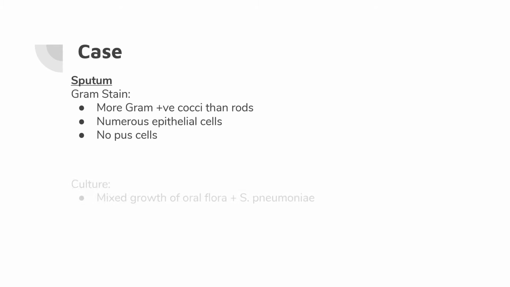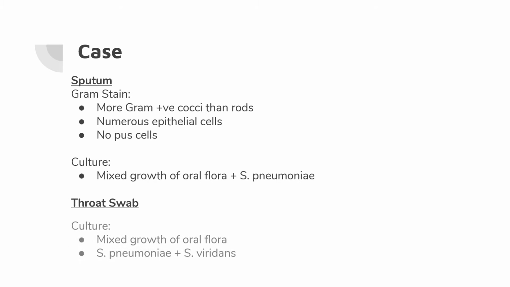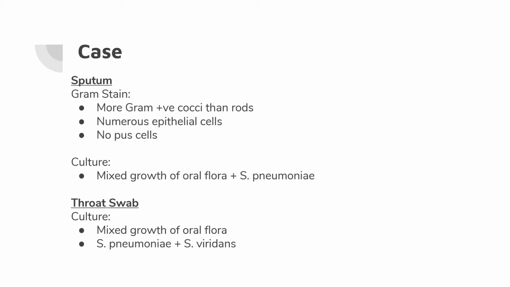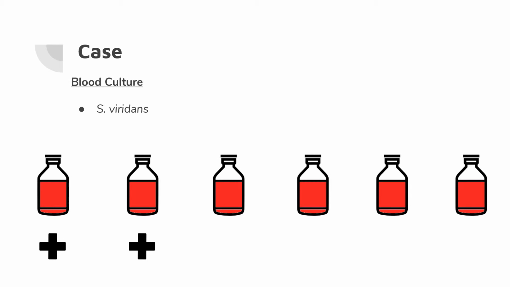A culture of the sputum specimen revealed a mixed equal growth of natural oral flora as well as Streptococcus pneumoniae. The throat swab exhibited a mixed growth of natural oral flora, including Streptococcus viridans and Streptococcus pneumoniae. The blood culture revealed a growth of Streptococcus viridans, isolated from 2 out of 6 bottles after 5 days.